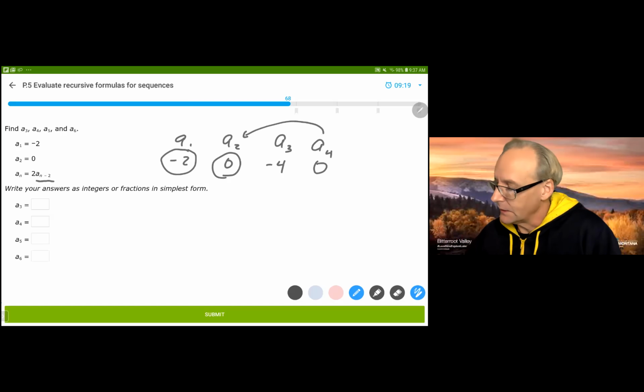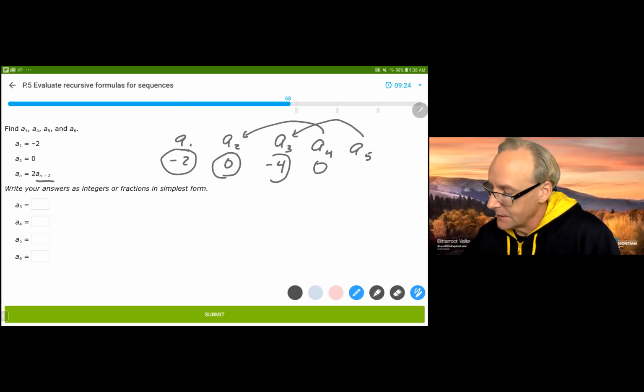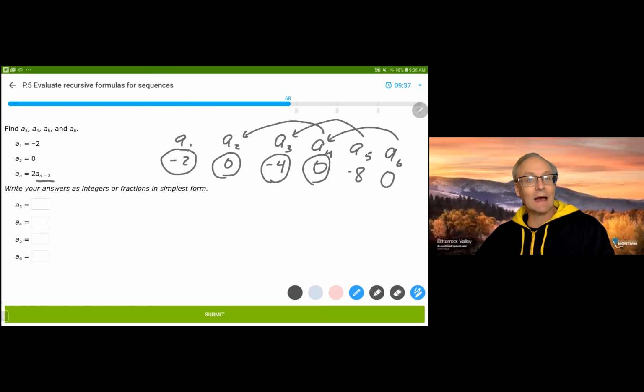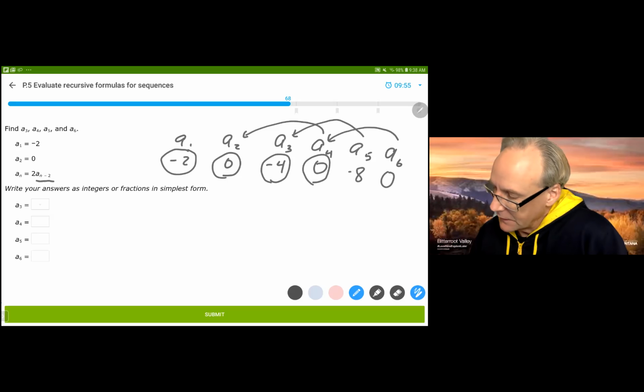Got it? And looks like we need another one. A5, we got to look 2 back, and we're going to multiply that number by 2, which is going to give us -8. And then to get A6, we're going to have to look 2 back, and multiply that number by 2, and that's going to give us 0. I think you can see what's going to happen. We're alternating zeros and negative values that look like powers of 2. -2, -4, -8. I'm going to guess the next one's going to be -16, which it is, of course, and so on. So it's a nice alternating series.